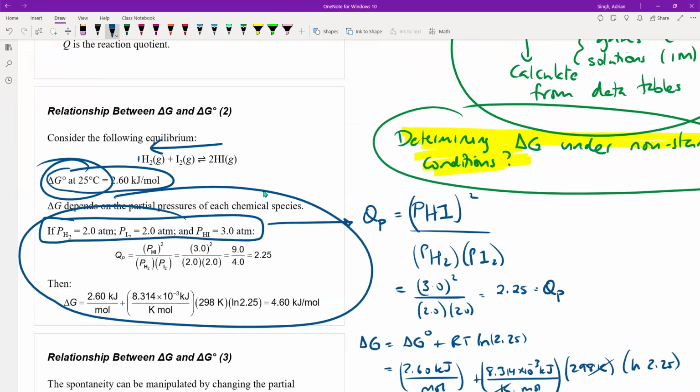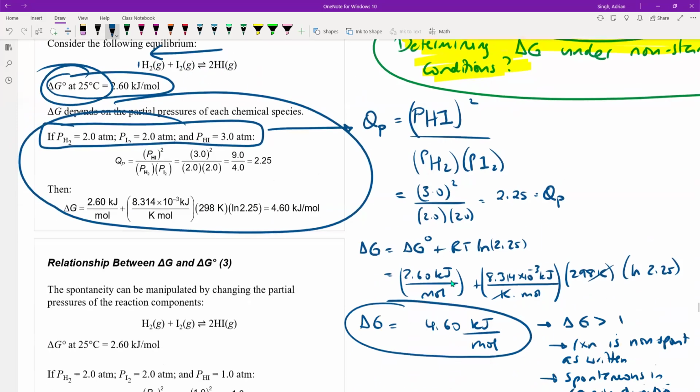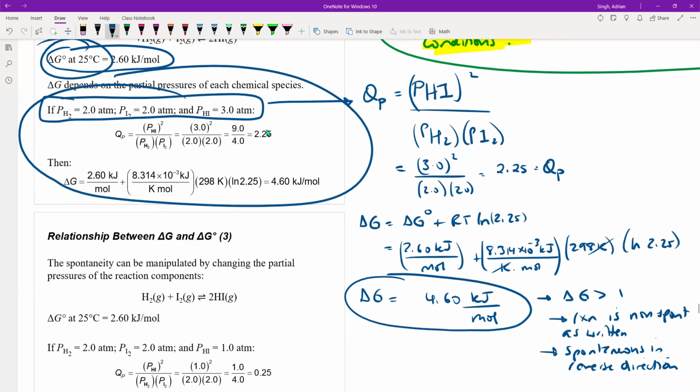All right, remember delta G being positive suggests that the reaction is non-spontaneous going from left to right, which means it's spontaneous going from right to left. So by calculating delta G under these starting conditions, remember these are non-standard conditions now because our pressures are not 1 atmosphere, they're 2 and 2 and 3.